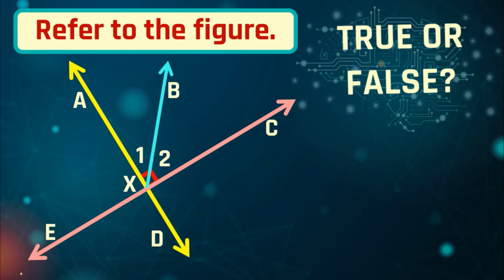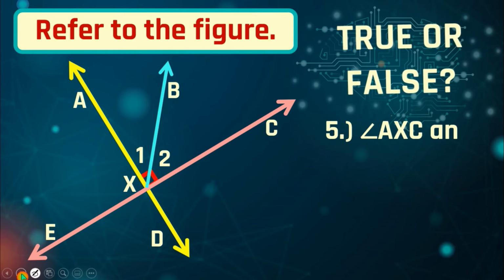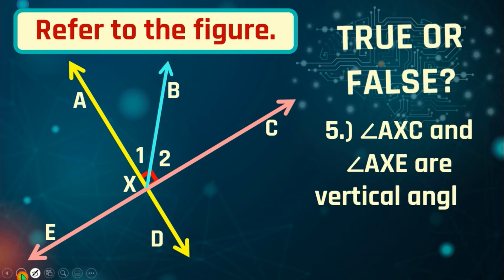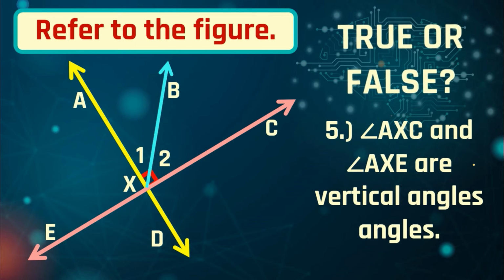True or false? Angle AXC and angle XE are vertical angles. Where is your angle AXC? So, hanapin natin si AXC. Here's our AXC. Okay? Here. So, eto yon, right? Eto yon. Okay? Let's use a symbol. So, etong angle na to.